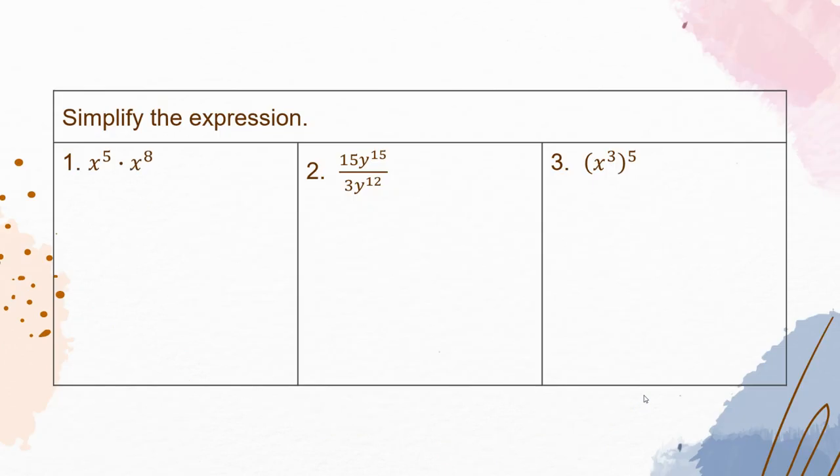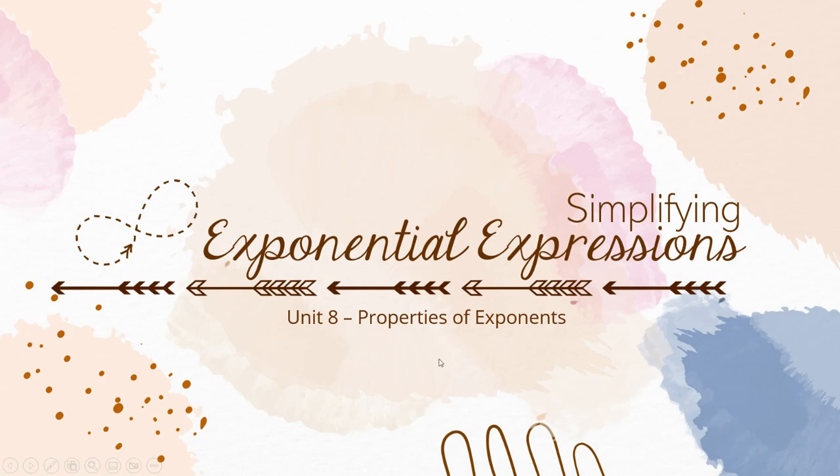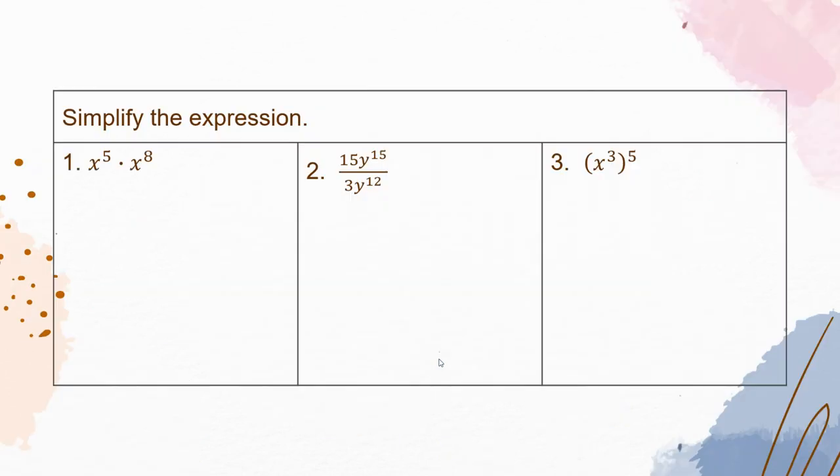So now we're going to look at simplifying some exponential expressions. Okay, so when we simplify these expressions, I have x to the 5th times x to the 8th. Well, I have like bases. What do I do when I multiply like bases? Hopefully you guys are saying I add my exponents. 5 plus 8 is 13, x to the 13th.